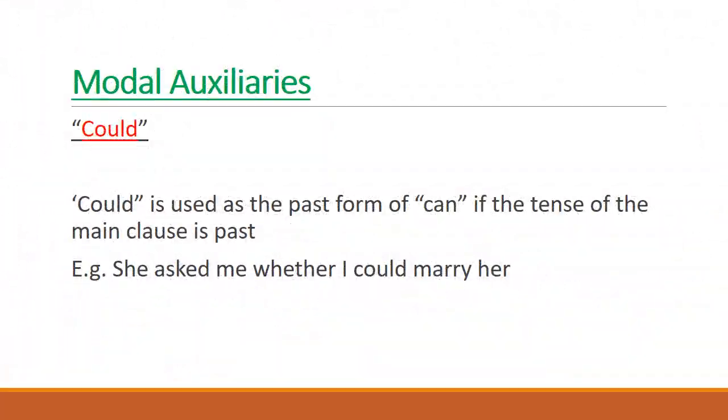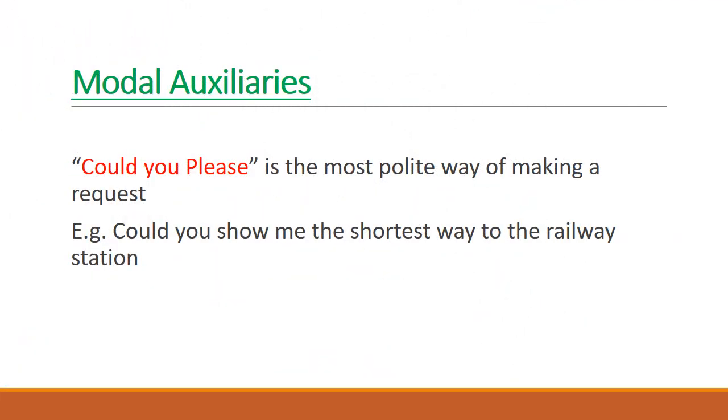Again, could. Could is used as the past form of can if the tense of the main clause is past. She asked me whether I could marry her. Here the tense of the main clause is past in the sentence. She asked me whether I could marry her. So could is used as the past form of can in this sentence. Could is the most polite way of making a request. Example, could you show me the shortest way to the railway station?